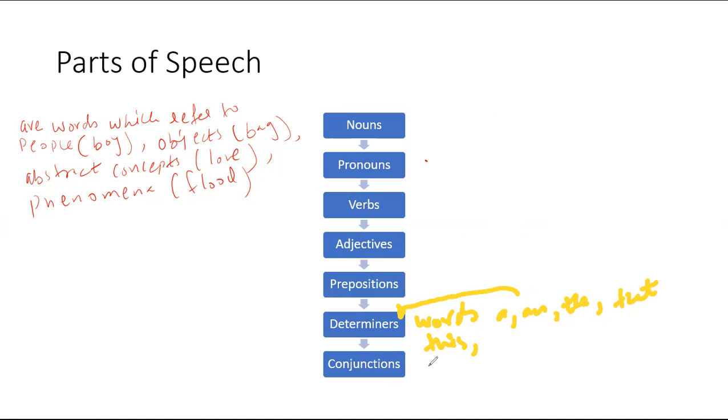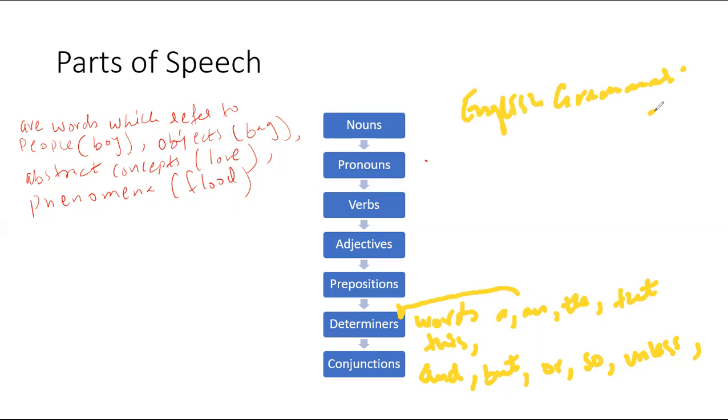Then comes conjunctions, the words like and, but, or, so, unless, right? All coordinators and subordinators, right? They actually are called conjunctions. Now, you're aware of important parts of speech here. Parts of speech have been used traditionally to explain English grammar, right?